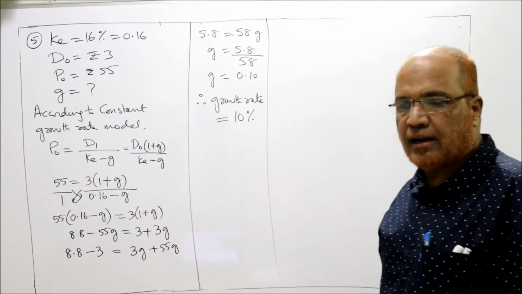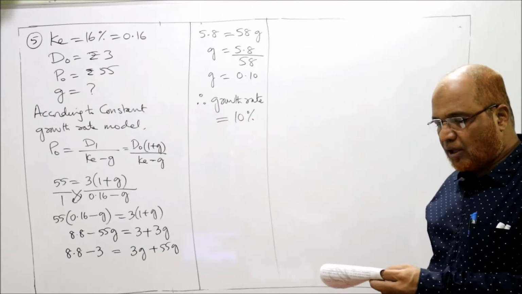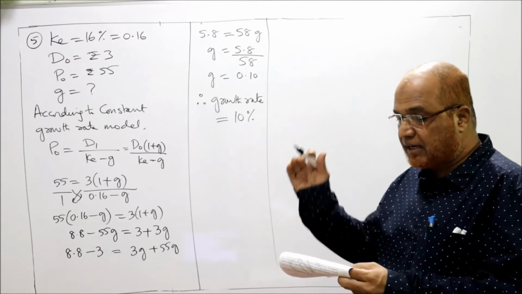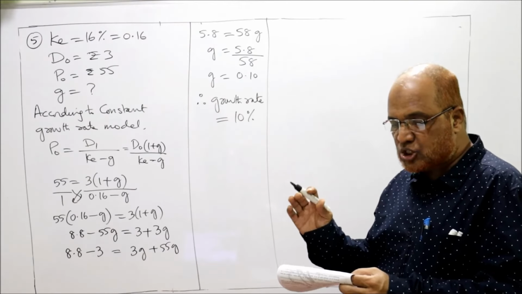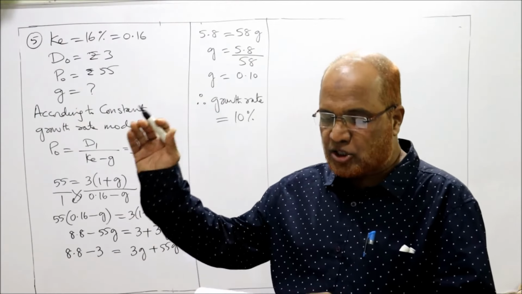So in this problem we have calculated the growth rate. Now next, problem 6, I am reading out. The Rolex company has been experiencing a 6% per year decline in its cash dividend growth rate for the past few years, and this decline is expected to continue.